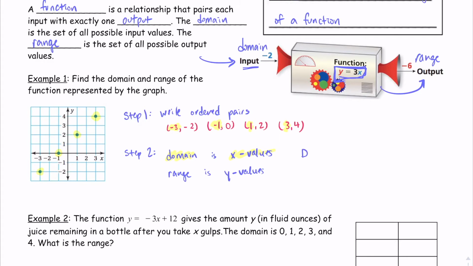So my domain, I can just label as D, is going to be -3, -1, 1, and 3. It's that easy. Range, I'll do orange, is all of my y values. So take a look, -2, 0, 2, and 4. So my range is -2, 0, 2, and 4. And that is it for example number 1. So if you're confused, pause this video, try it again, and then move on from there.